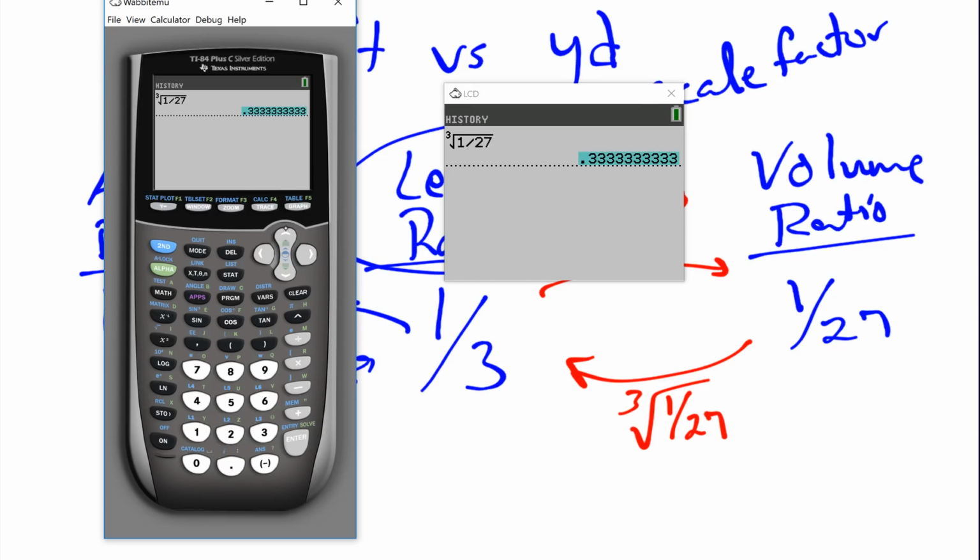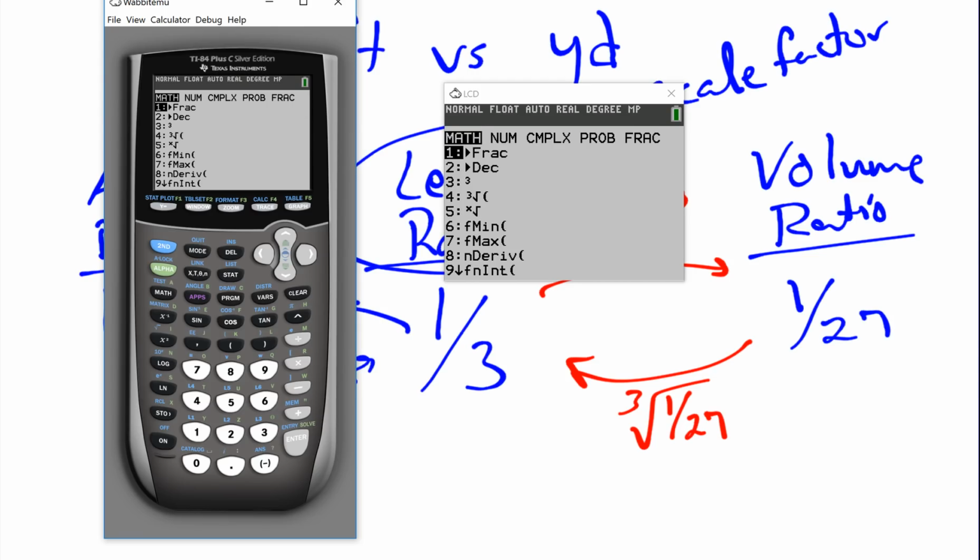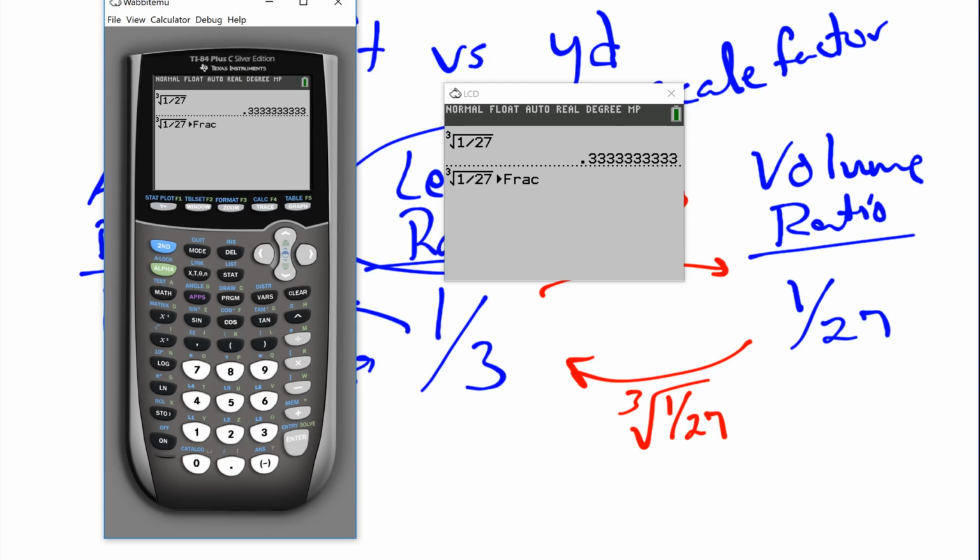If you don't like how that looks, when you're done typing it in like this, you could also go back to the math menu, use option number 1 after you have used that right arrow to get out of that cube root symbol, and you can turn that back into a fraction by using the turn to fraction function.